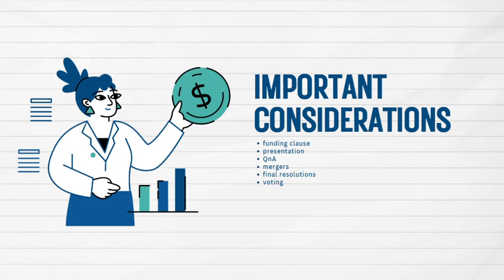I've seen a lot of committees and a lot of conferences get derailed when working papers and final resolutions don't have adequate means of funding. You want to make sure that somewhere in your working paper, there's a funding clause that explains how all of these things are getting funded.